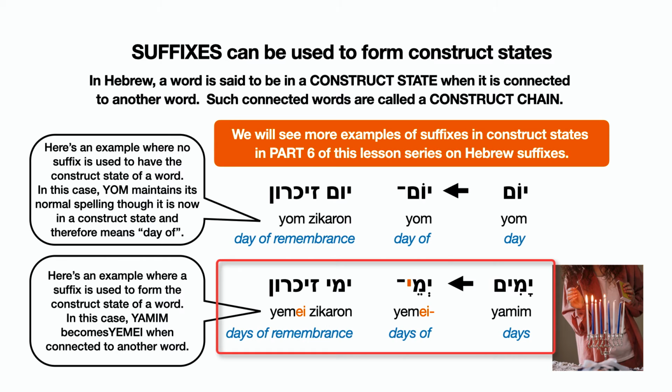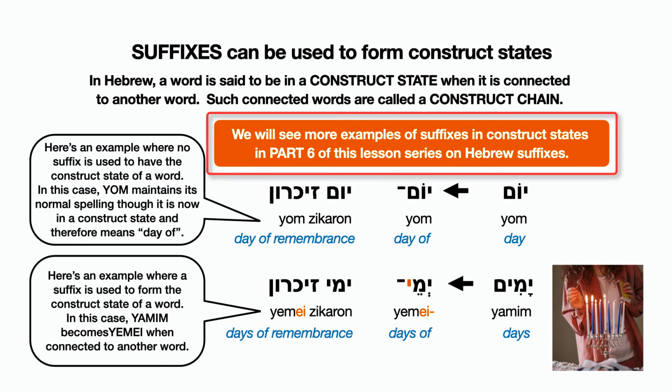But to say days of remembrance, we don't say yamim zikaron, we say yemei. There's a suffix added to it, and yamim becomes yemei. Yemei means days of. If you add yemei to zikaron, and zikaron means remembrance, yemei zikaron becomes days of remembrance. And we are going to see more examples of suffixes in construct states in part 6 of this lesson series.